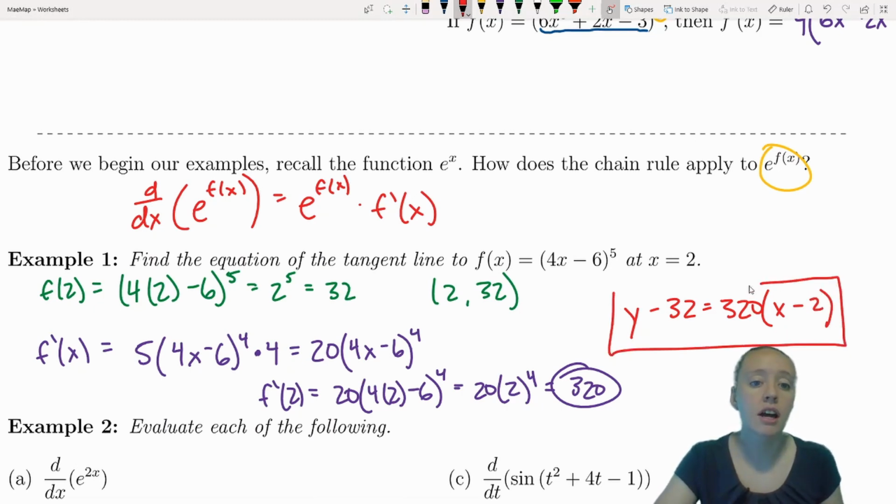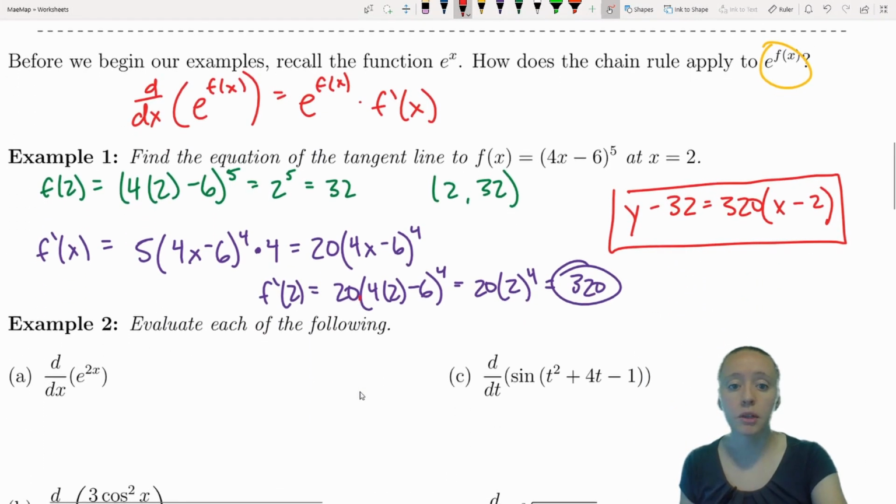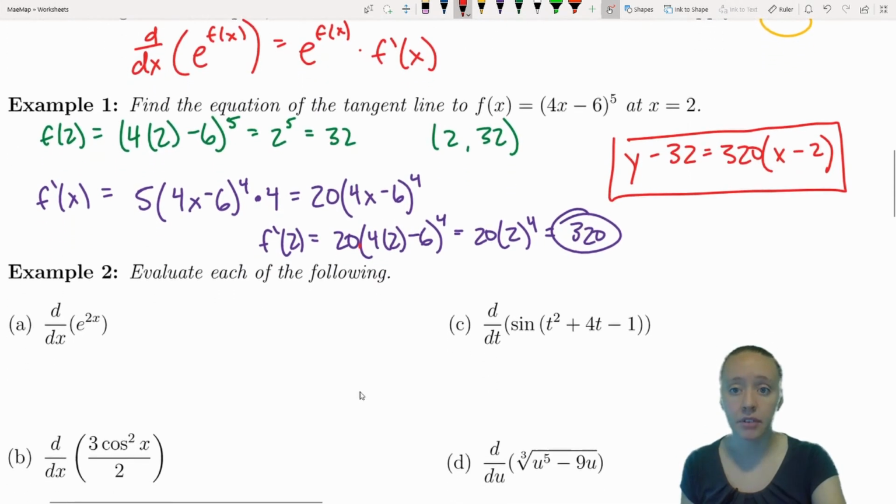And there we have it. That's the equation of my tangent line to my function at x equals 2. And again, I found that derivative by using the chain rule. So let's get a little more practice with working with that. So in example 2, we're going to evaluate each of the following.